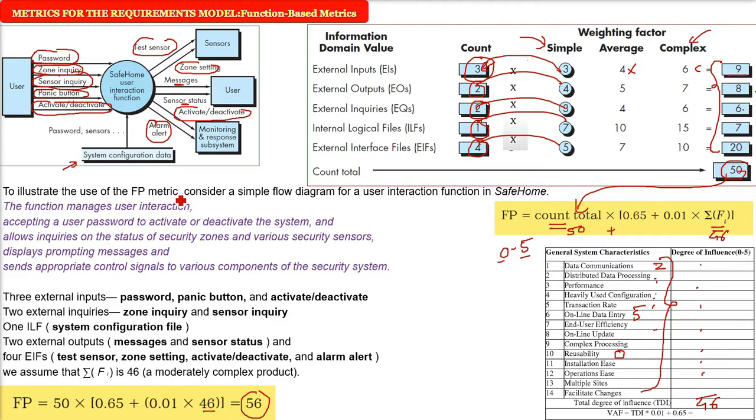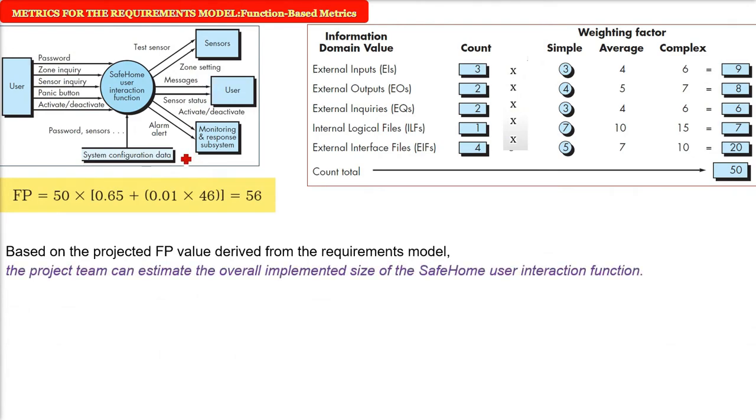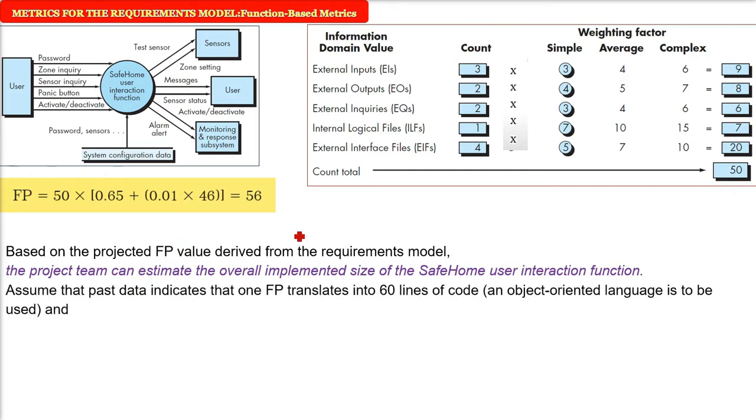Now the thing is, why is it important? What do we infer from it? Our idea is not for computation. So based on the projected function point value, which is derived from the requirement model, the project team can estimate the overall implemented size of the SafeHome user interaction function.